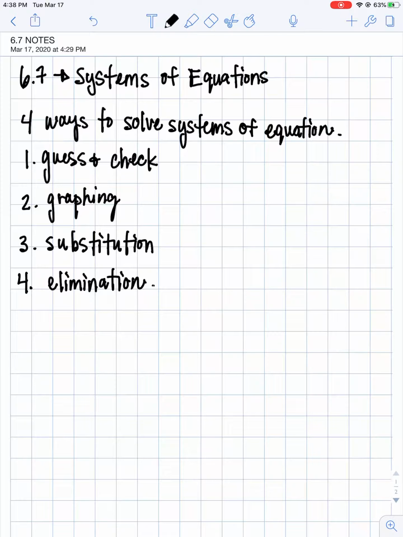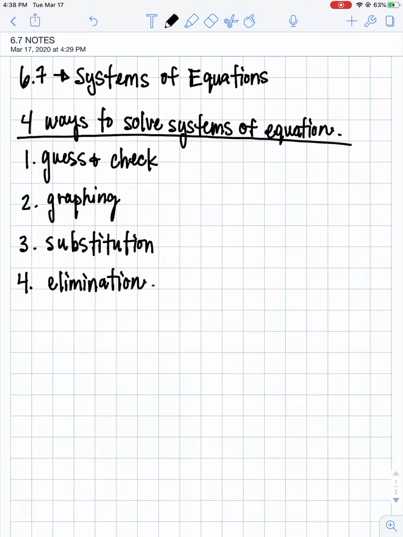Okay, 1050. So on the screen, you're currently looking at a couple of notes from 6.7, and these notes were given to you in the PowerPoint that I hope you read over prior to watching this video. 6.7 is talking about systems of equations, so that's what I've titled it. And there are 4 ways to solve systems of equations. So let's underline that, 4 ways to solve systems of equations.